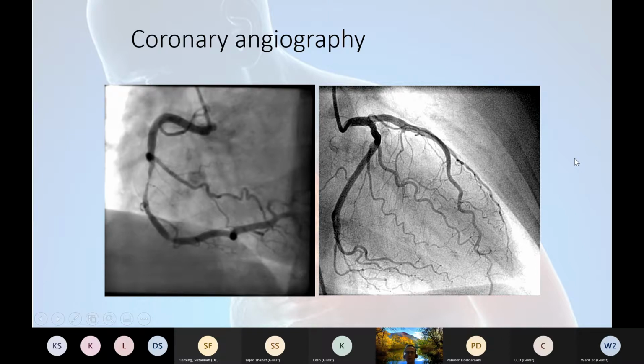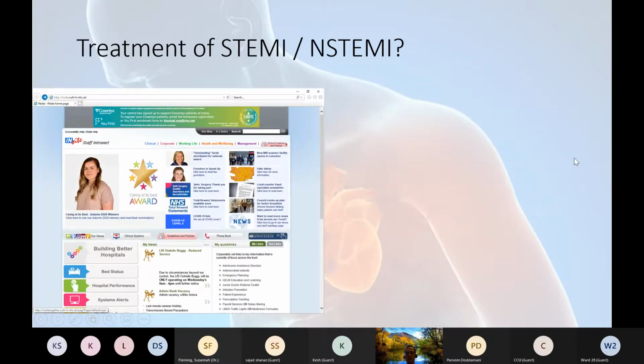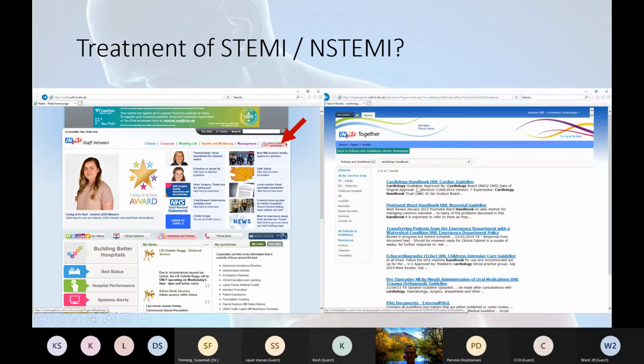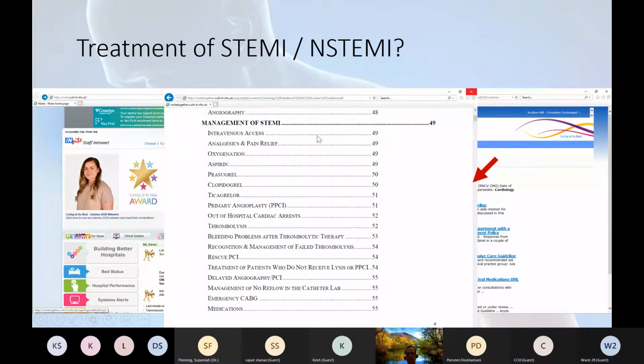Good. So we could talk a lot more about how we manage STEMIs and NSTEMIs, and the best place to go for that is if you click on clinical guidelines, and if you then search for Cardiology Handbook, you'll find the Cardiology Handbook for UHL, which is written by Dr. Hudson with contributions from all of us. And that has lots of that on how we manage a STEMI at the Glenfield. It's not rocket science. You can find summaries in lots of other places, but that will give you the details.